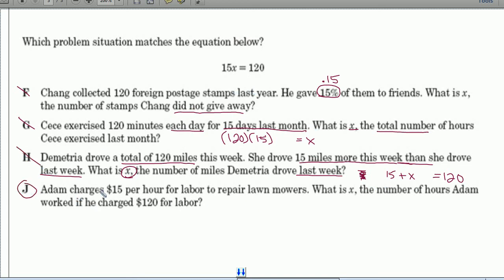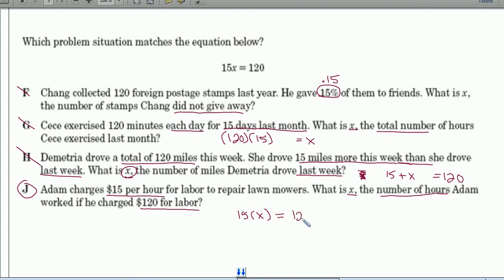Let's look at it. Adam charges $15 per hour for labor to repair lawn mowers. So $15 for every hour, okay? What is X? The number of hours Adam worked if he charged $120 for labor. Okay, so X is the number of hours that he worked. And he's getting $15 for each hour. So that means we have to multiply 15 times the number of hours, which is X. And then that's going to give you the total amount he earned by repairing the lawnmowers.